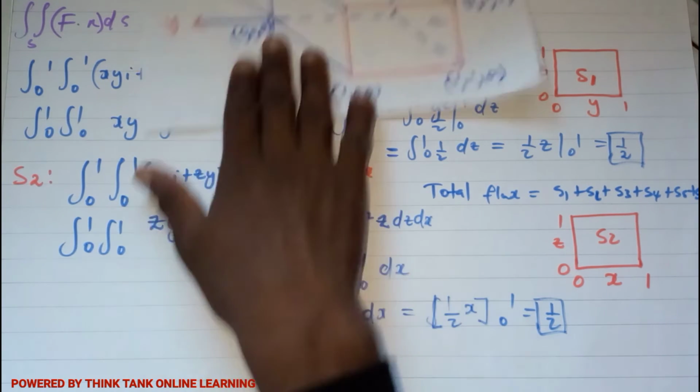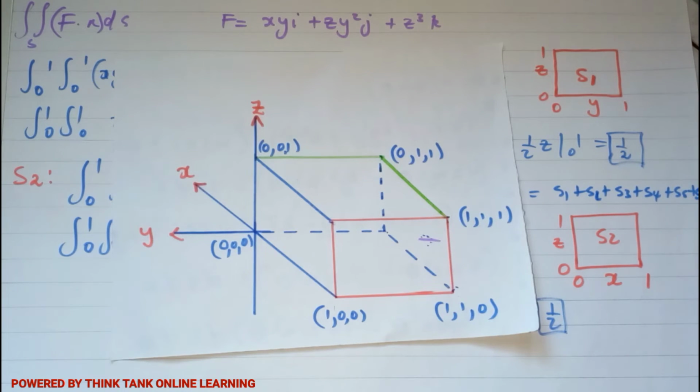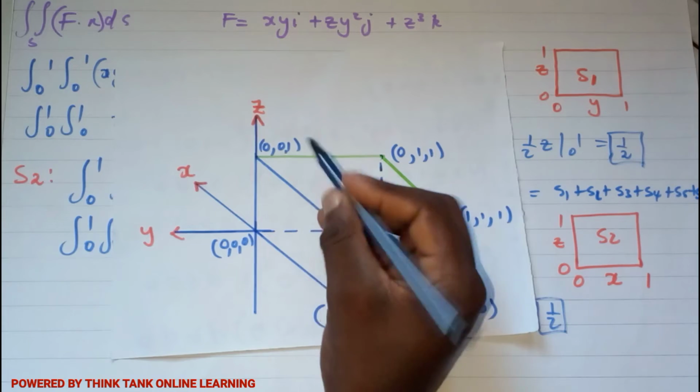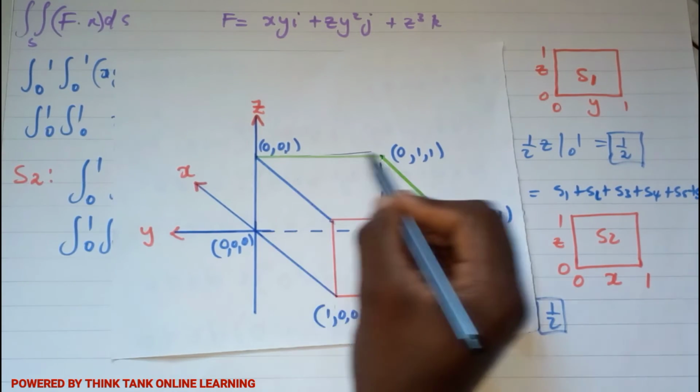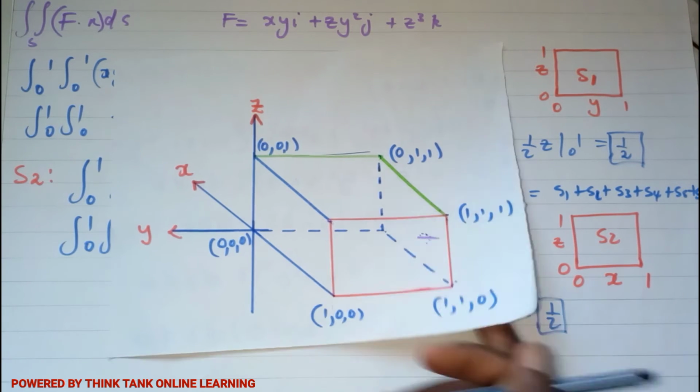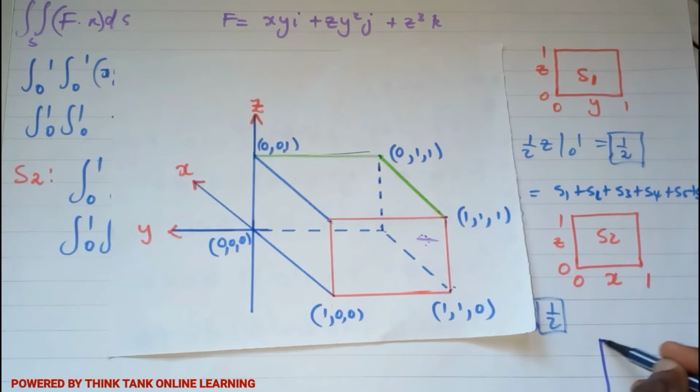Okay, so we have 1/2 for the first surface, 1/2 for the second surface, and now we're going to the third surface. As I said, the order doesn't matter, but now I'm going to this surface, the blue, the green, blue. The surface which is opposite to this one. So I'm going to draw it right here.